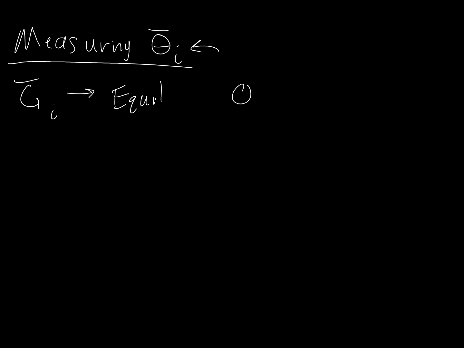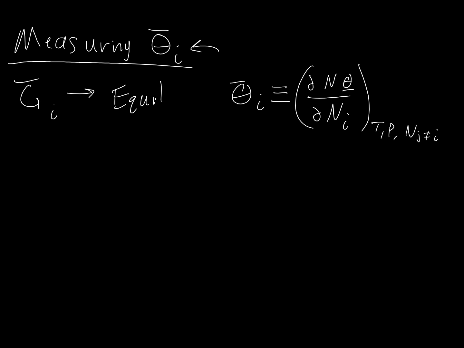Now we have a definition for theta over bar as d(n theta under bar)/dn_i at constant temperature, pressure, and holding everything else constant. The downside is that it's not terribly convenient to work in units of moles, because it adds an extra step of figuring out how many moles of every species are in there. What's a lot more convenient in the laboratory is if you prepare a vial at a particular mass ratio or a particular mole ratio.